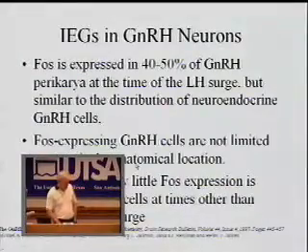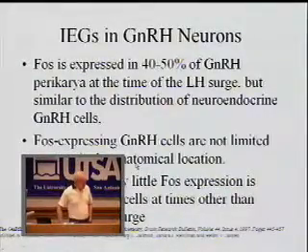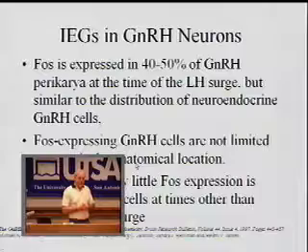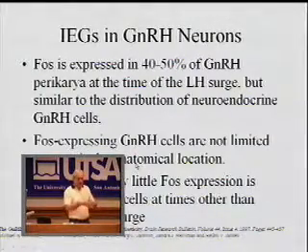It was found to be expressed in nearly half of the GnRH perikarya at the time of the LH surge. But similar to the distribution of the neuroendocrine cells themselves that can be detected by staining for GnRH, the Fos-expressing cells are not limited to a particular anatomical localization. So we've talked about the preoptic area, anterior hypothalamic region, as being a location of GnRH neurons, and the arcuate nucleus. And that's great for purposes of saying there is a location, but they're vastly distributed.